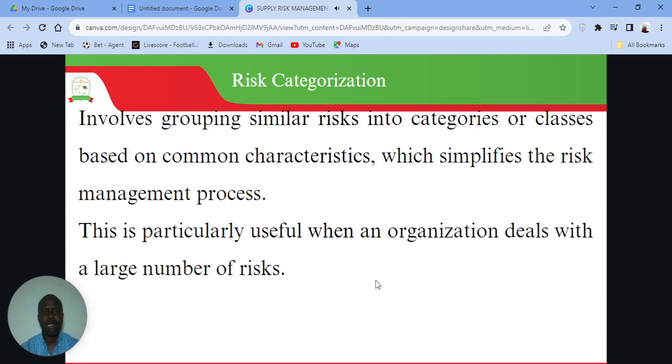Now, it is also very important as we study supply risk management to understand the concept of risk categorization. And this is going to involve grouping similar risks into categories. Remember, we have a wide array of risks. We could have political risks, socio-cultural risks, legal risks. So what we are emphasizing on risk categorization is that we can put these particular risks in classes. And of course, we can look at common characteristics. And this is going to assist us to simplify the risk management process. This particular way of dealing with risk is very important when you are dealing with big organizations that would be exposed to very many risks.